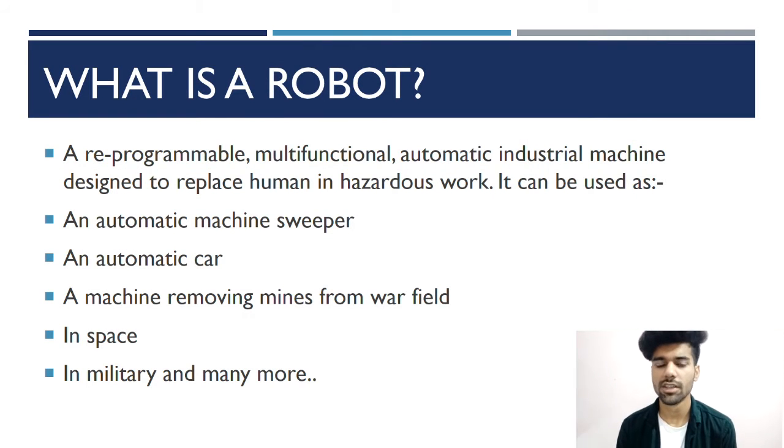The word robotics is basically derived from the word robot. So first of all, what is a robot? It is a reprogrammable multifunction machine that is used to replace humans in hazardous work. It can be used as an automatic machine sweeper, an automatic car, or a machine that is used to remove mines from the war field.